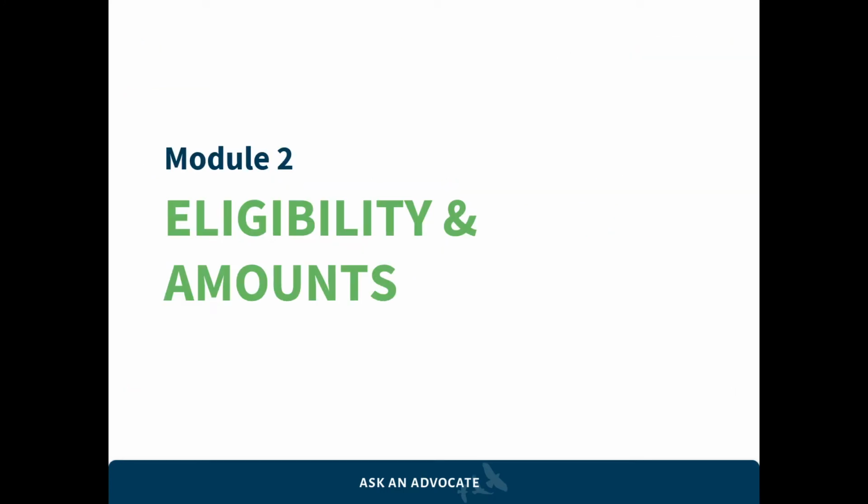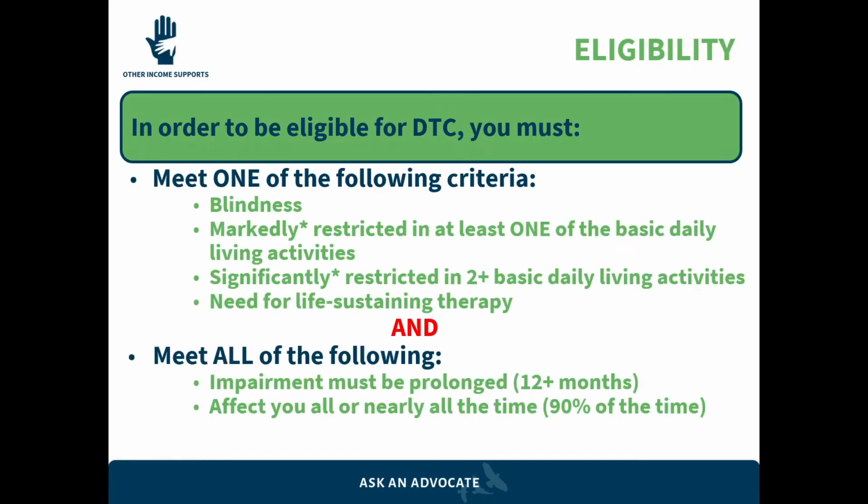For the next section, we will discuss eligibility criteria, as well as maximum disability amounts you may be entitled to receive. In order to be eligible for DTC, there are several criteria that must be met. Firstly, one of the following criteria must be met. Be blind, be markedly restricted in at least one of the basic daily living activities, be significantly restricted in 2 or more basic daily living activities, or have the need for life-sustaining therapy.